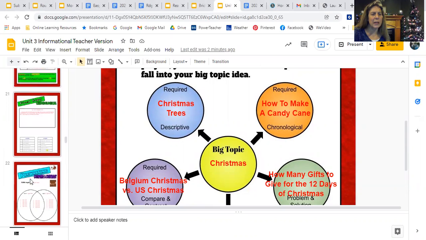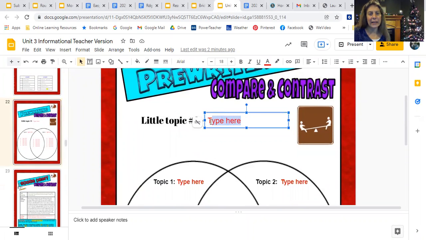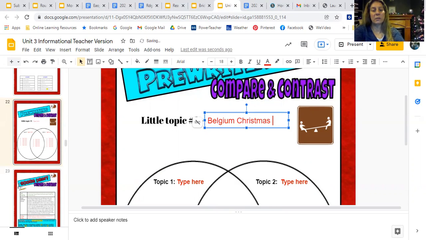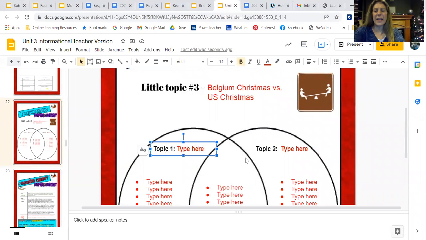And I did a little bit of research before I came to planning this. I had to read a little bit about Belgium to know more. So I have a Belgium Christmas versus US Christmas. And then I'm going to think about my seesaw. I'm going to first think about one thing on each side and keep it tipping. So I'm going to think about my differences first. So how Christmas is in Belgium, and then I'm going to think about how it is in the US.